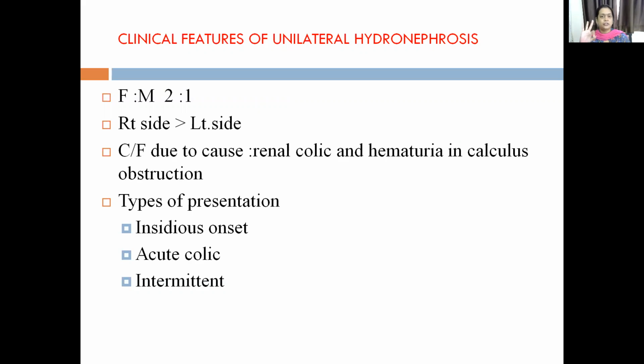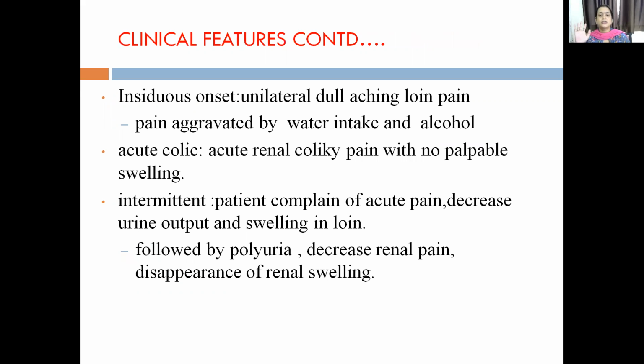It can be 3 types. One is insidious onset, second one is acute colic, third one is intermittent. What is insidious onset? Unilateral, dull aching loin pain aggravated by water intake or alcohol. The second type is acute colic, where you have acute renal colic pain with no palpable swelling.